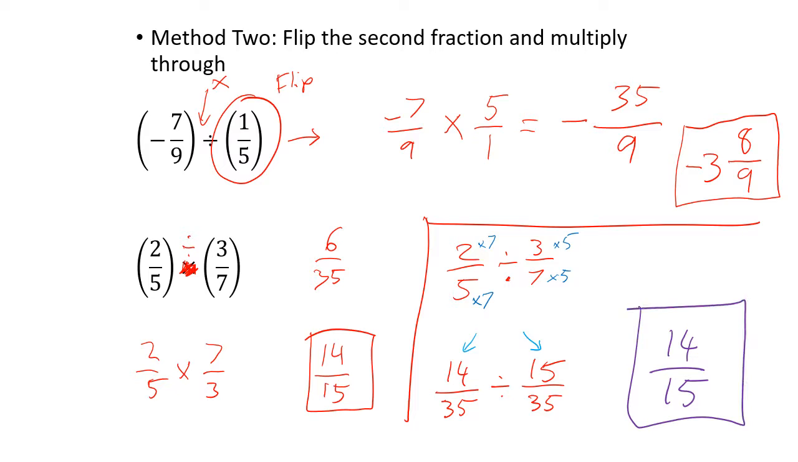You get the exact same answer no matter what method you use. It's just two different ways of looking at the same kind of thing. Sometimes you'll find doing this flip method easier. Sometimes if you have larger numbers, you'll find the common denominator easier. Depends on the problem. You kind of should be using two different methods.